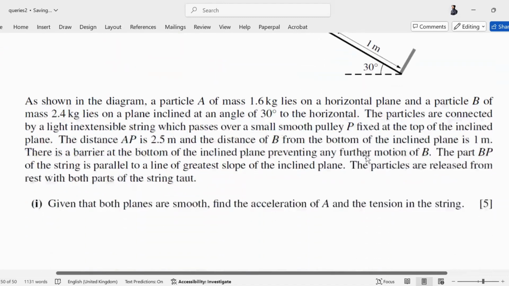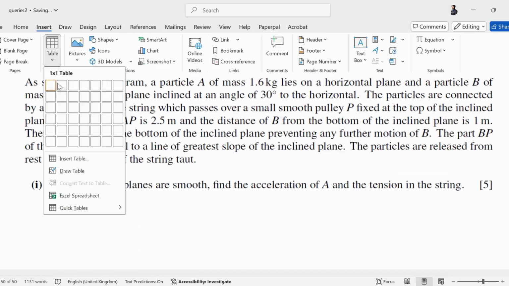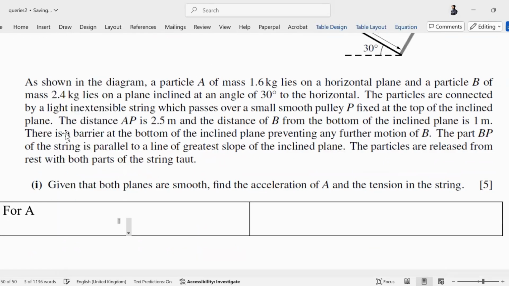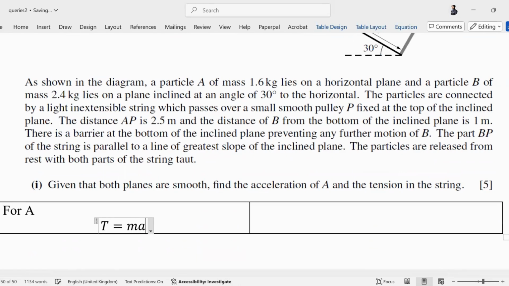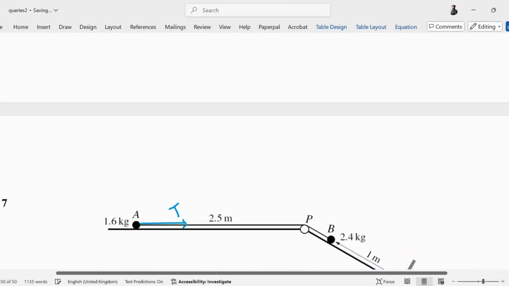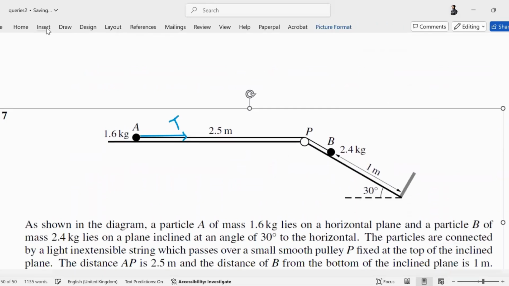So if I analyze A, I'll say for A, the tension is equal to mass times acceleration, MA. Mass of A is 1.6 and I do not know the acceleration. Is that right? Now, what about B? If I analyze B, what is the direction of the tension?